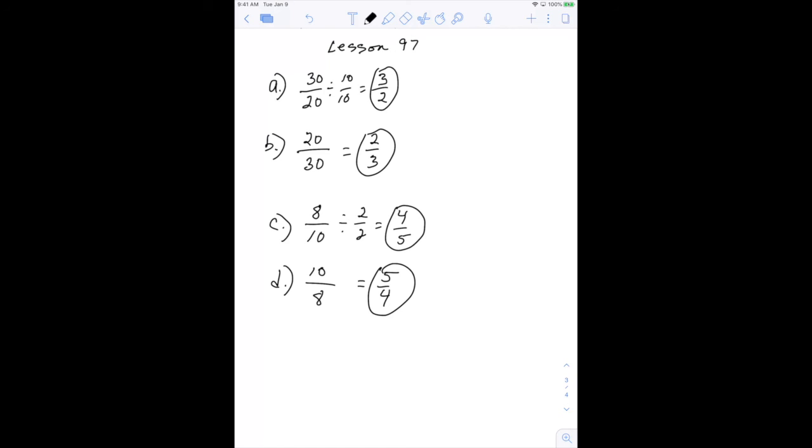So that's how we do ratios. They're kind of fun. All right, go ahead and now you can do the mixed practice with the odd numbers.